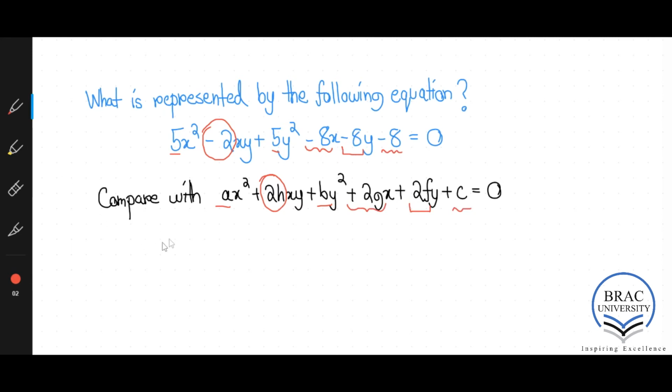So let's go ahead and write them down. A is equal to 5. 2h is equal to negative 2, and so we have h is equal to negative 1. B is equal to 5. 2g is equal to -8, and so we have g is equal to -4. Similarly, 2f is equal to -8, so f is also equal to -4, and c is equal to -8.